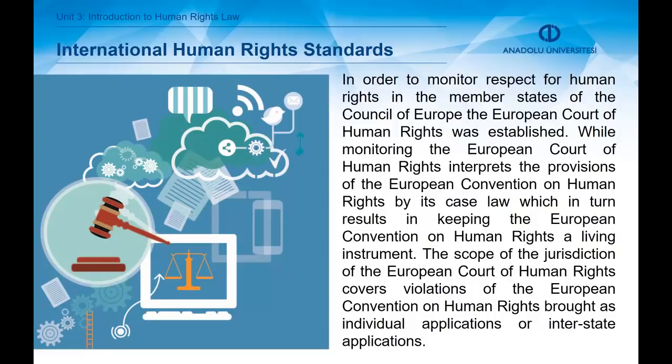So there are two kinds of applications to the European Court of Human Rights. The first one of them is individual application. An individual can apply to the court and complain about his or her state. Or interstate applications, that means one state complains about another state. Of course, they have to be member states of the Council of Europe.